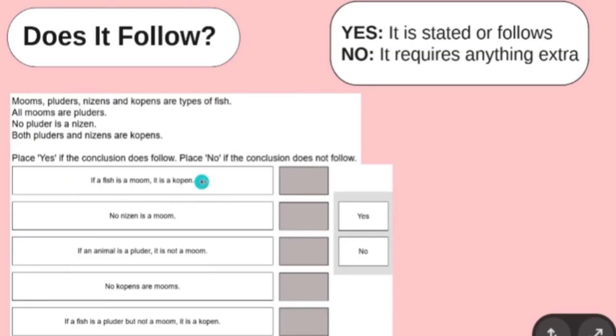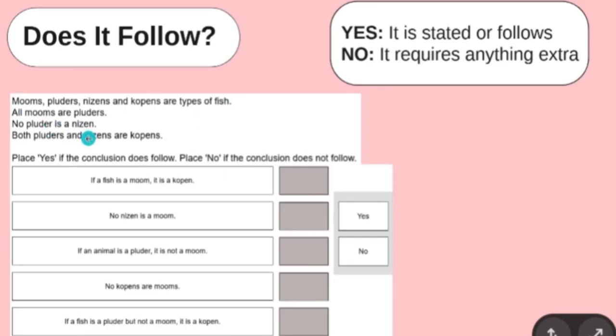Automatically, I cannot do that in my head, so I will be writing out at least the first letters of all of these. So M for mooms, P for pluders, N for nisons, and K for copens, which is pretty helpful. And we know all mooms are pluders. So for that, I'll just put a circle where all mooms are pluders. So a big circle for pluders, and then a circle within that for mooms. And that's just going to be labeled M.